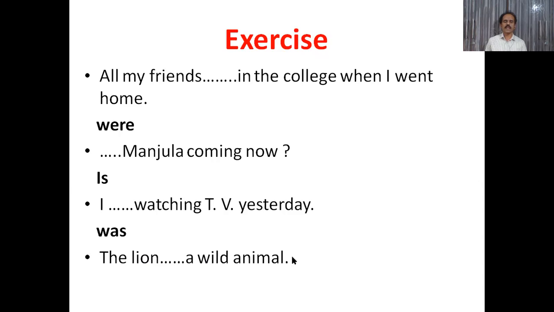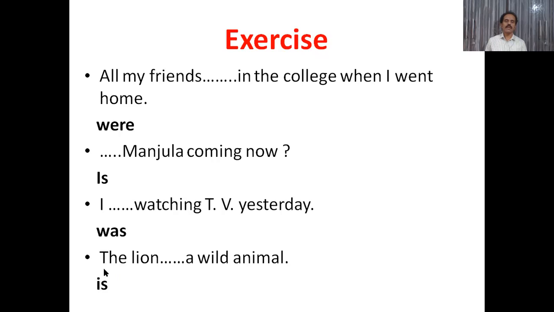The lion is a wild animal or was a wild animal, because we have no other hints to tell about the tense, whether present or past. We do not have any other action words to tell about the tense as we had before: here was yesterday, here was went. But here, no such clues. So first let us look at the answer: is. Yes, the lion is a wild animal.